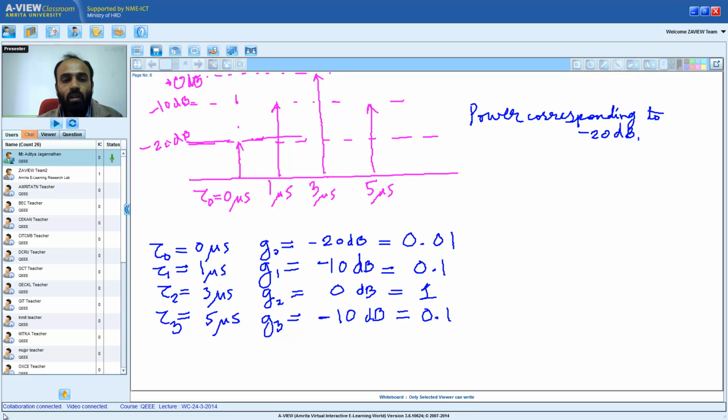Okay, very good. So G0 is equal to, in linear scale, that is not dB scale, G0 is equal to 0.01, G1 is equal to 0.1, G2 is equal to 1, G3 is equal to 0.1. Okay, fine.